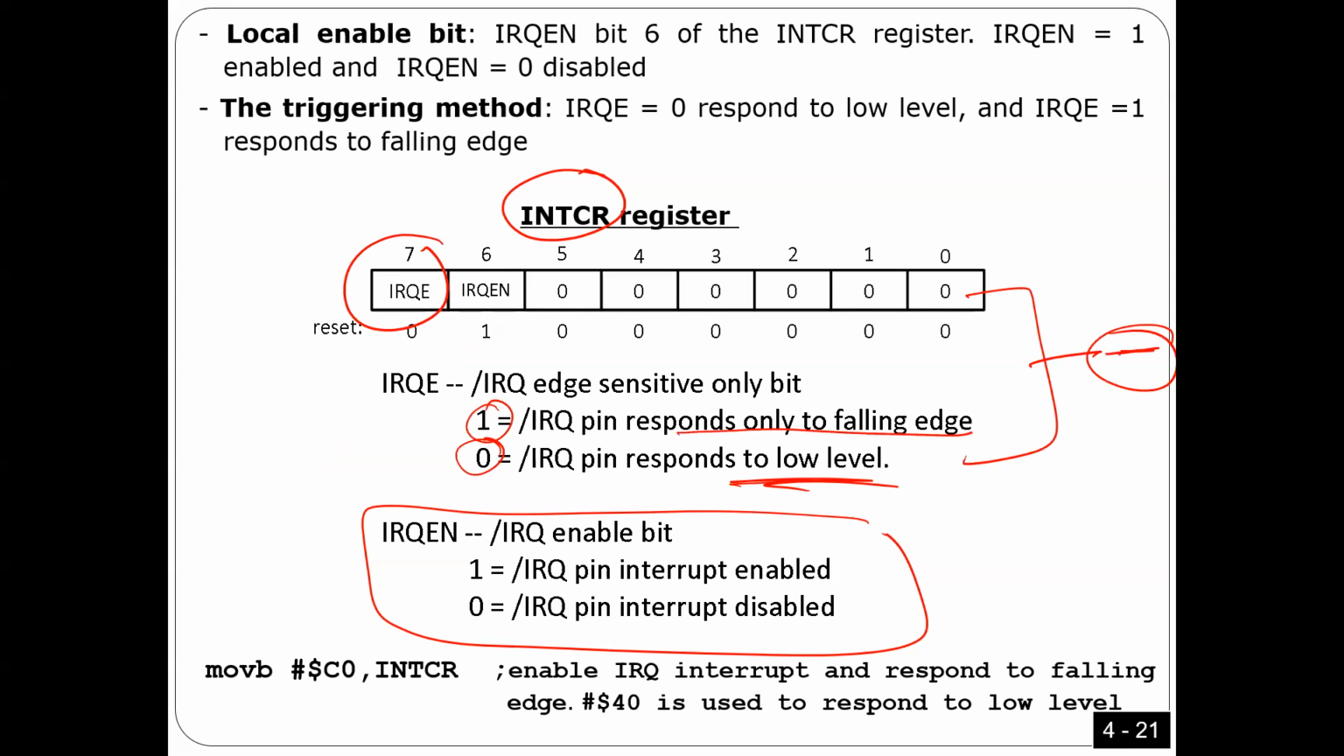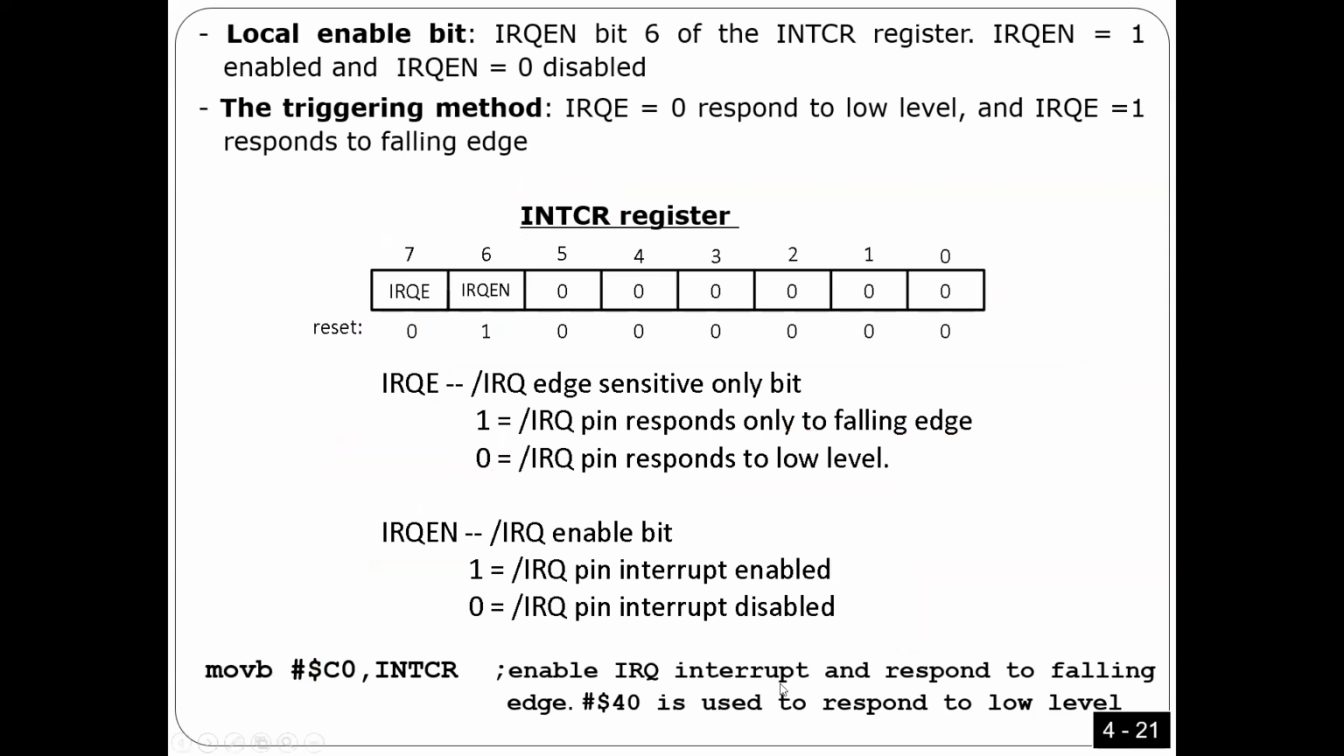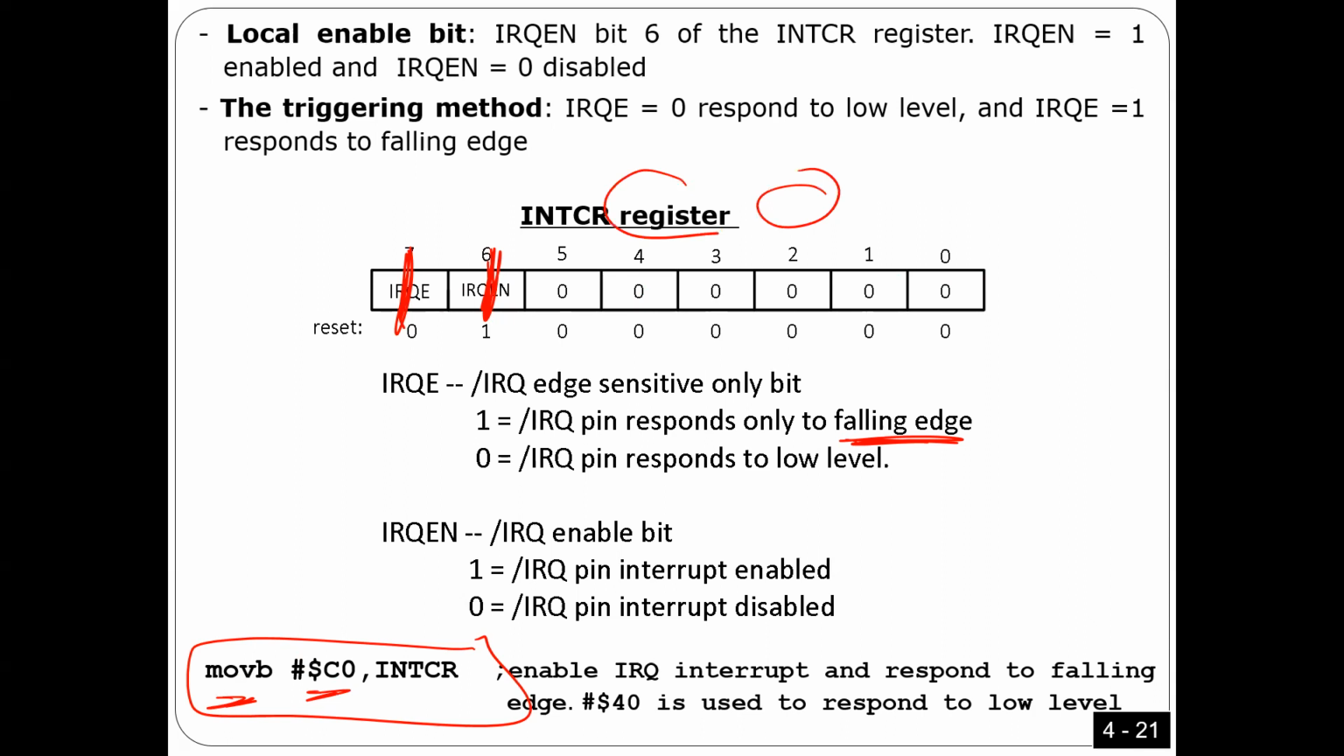So in the main program, you have to write only one command here, guys. Look, here's the command I have to write. For example, for sure I have to enable interrupt, so I have to put one here. That's for sure. Also, if you want to select a falling edge, you have to put one here too. So all you have to do, guys, is say move byte C0, because 11000000 should be C0. Okay, so you can move C0 to here. Is that okay? That's it.